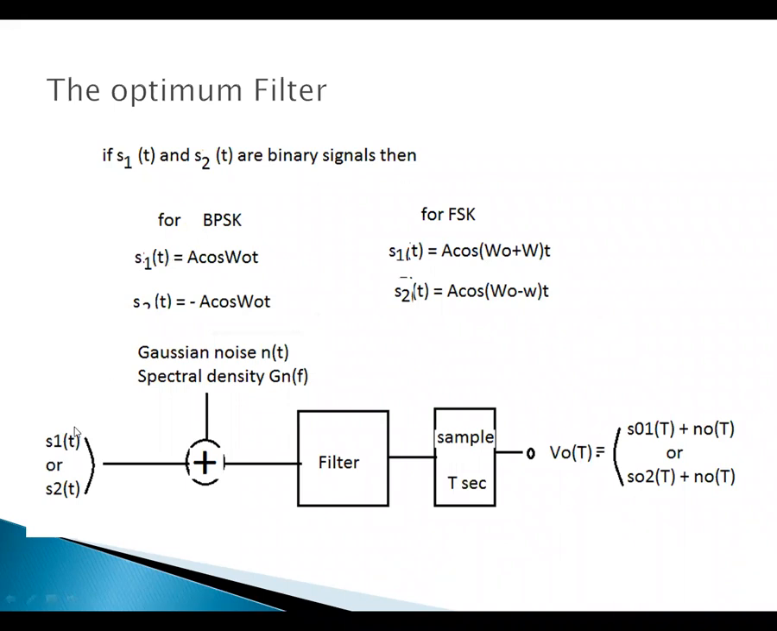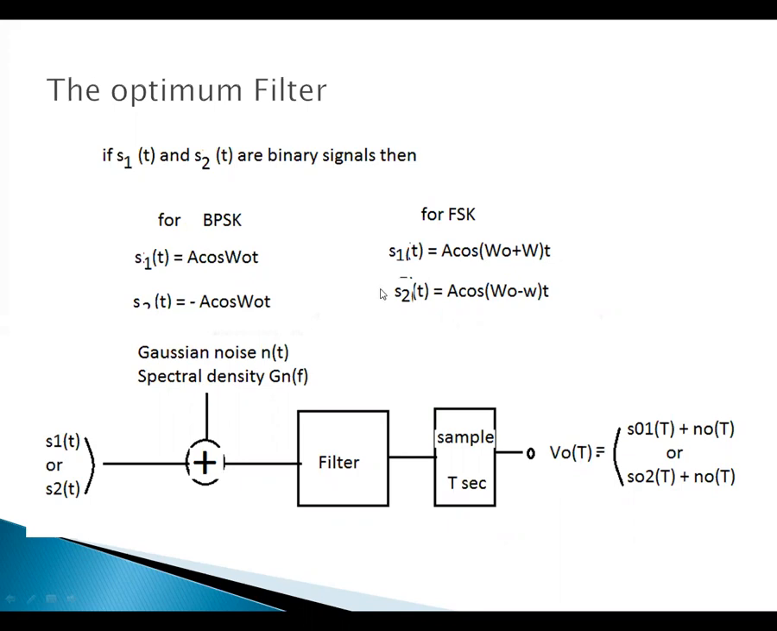Now the input signals are S1 of t and S2 of t. The input signal is binary data. In BPSK, if you use BPSK modulation at the transmitting end, S1 of t is A cos omega naught t, and S2 of t is minus A cos omega naught t. There is a 180 degrees phase difference between S1 and S2.